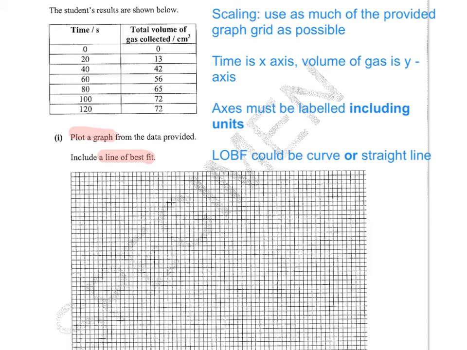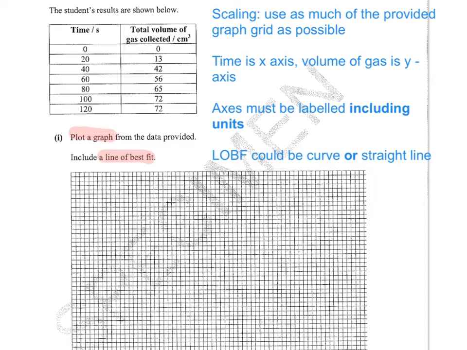There's a few hints and tips there. For scaling, use as much of the provided graph grid as possible. In other words, don't do a tiny graph and expect to get marks for it. The time is the x-axis, volume of gas is the y-axis, because the way that the data is presented, you read from left to right, like so.